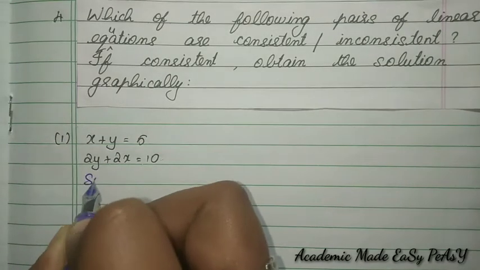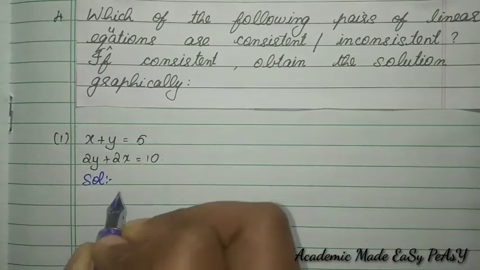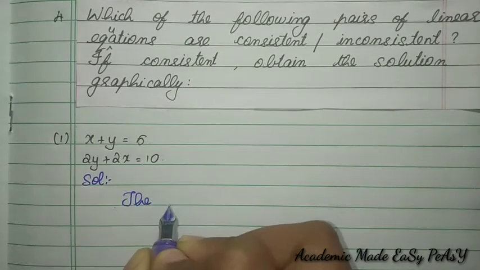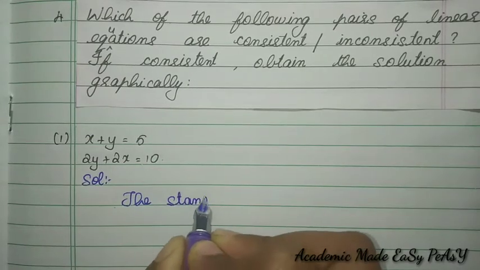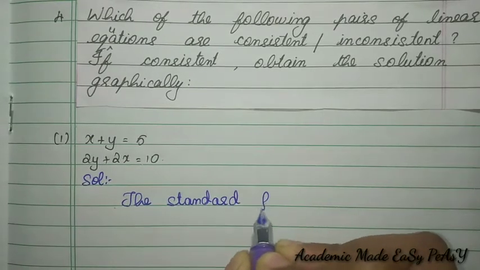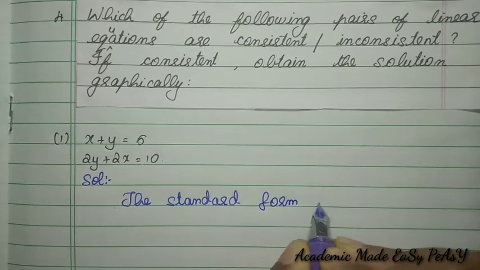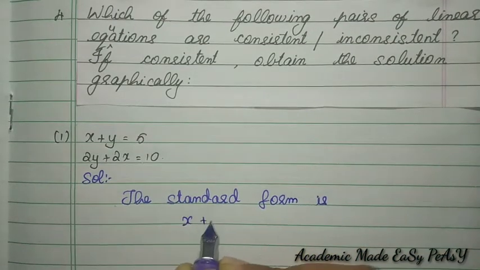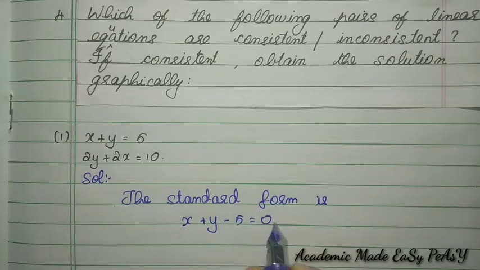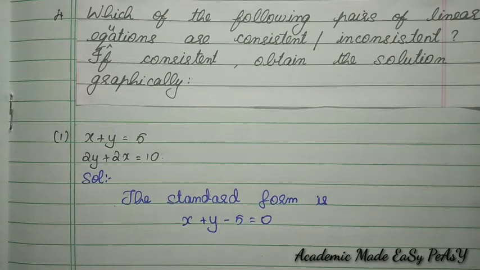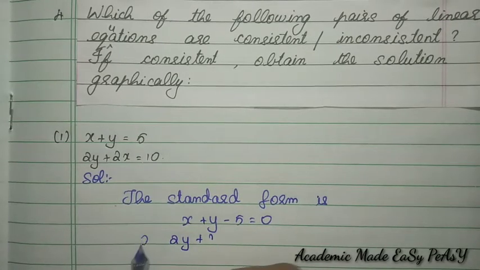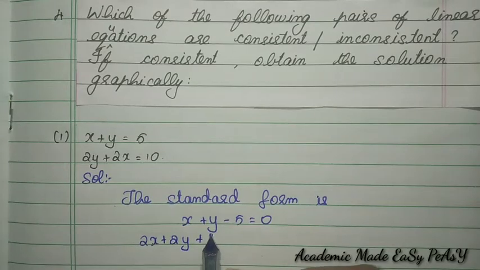Okay, so now the solution. It is not in the standard form or general form. So the standard form is x plus y minus 5 is equal to 0. The general form is a1x plus b1y plus c1 is equal to 0. So this is the standard form. And the second equation is 2x plus 2y minus 10 is equal to 0. So this is the thing.